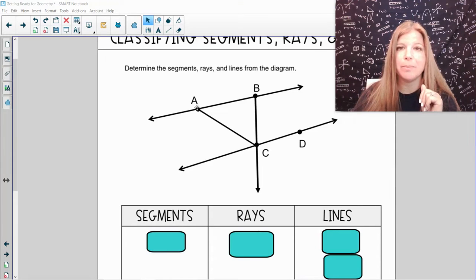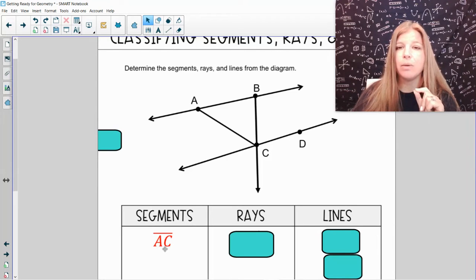Here, I see that from point A to point C, I have a segment, and a segment uses a bar notation above it. So I would read this as segment AC. Now, I could also say that there is segment BC, but that would mean that I would start at this point and end exactly at this point, although I see that it extends through. So you can say that there is a segment BC, but you have to stop there.